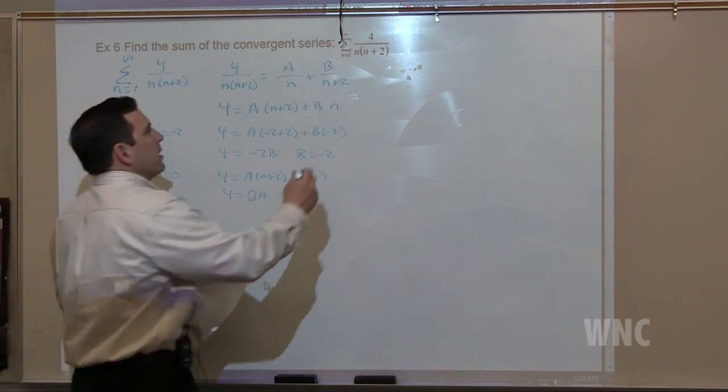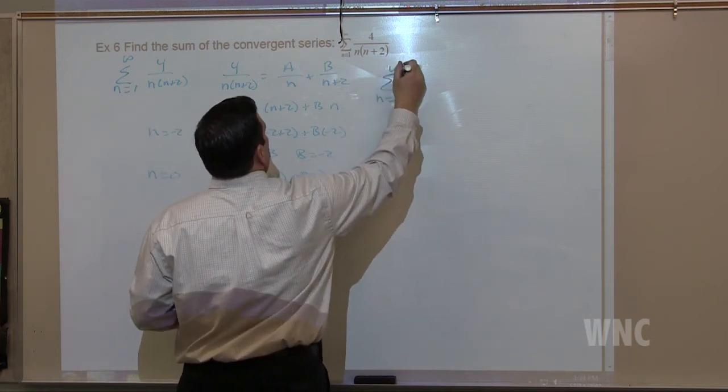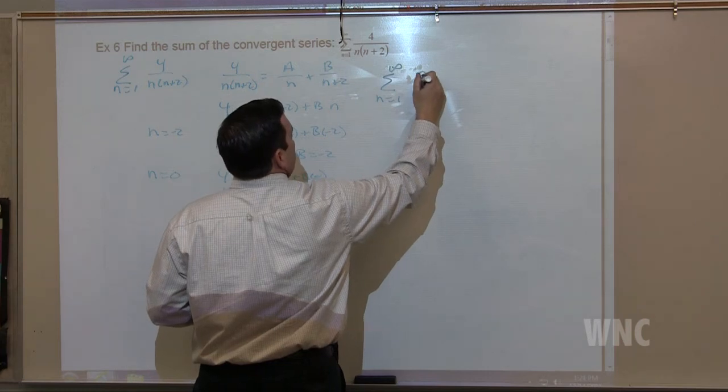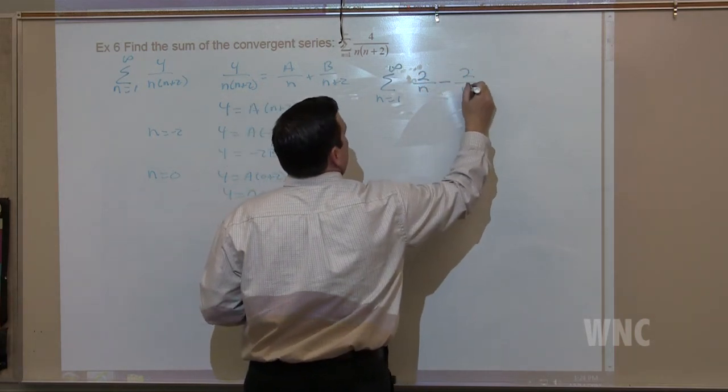So what we're seeing then is the sum as n goes from 1 to infinity of 2 over n minus 2 over n plus 2.